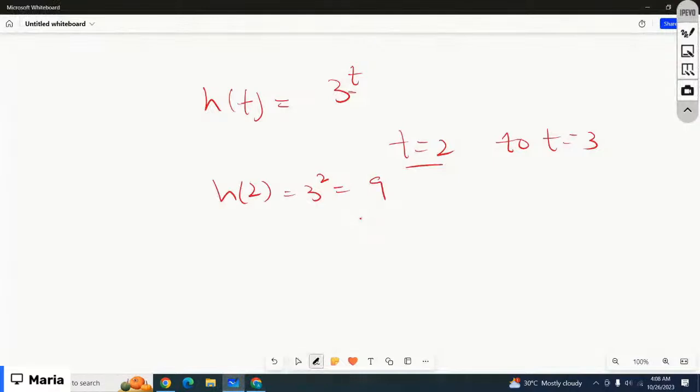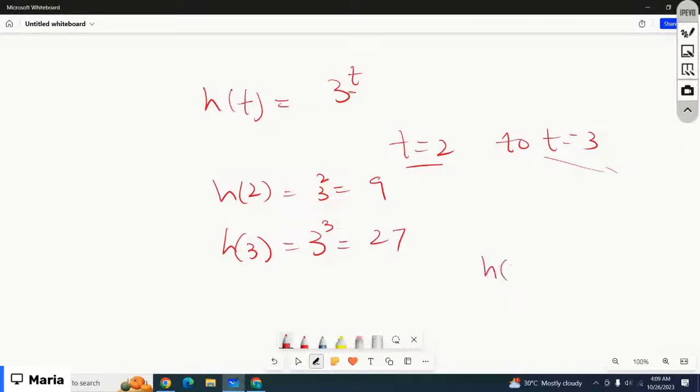Sorry, the function is 3 exponent t. So 3 exponent 2 is 9. Now let's replace t with 3, so h of 3 is 3 exponent 3, that is 3 times 3 is 9 and 9 times 3 is 27. You need to see how they change.